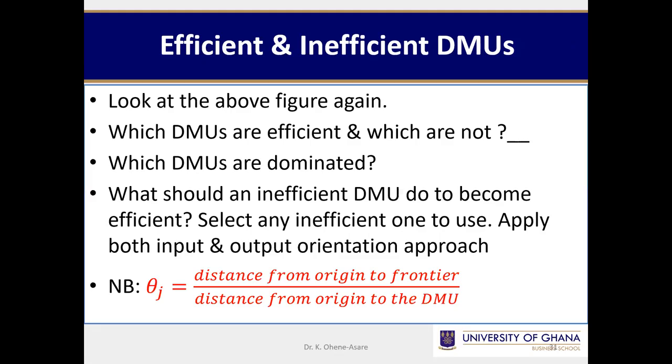So, how do you then measure the efficiency of DMU 3, where it is standing now? Well, it's simple. This is how you measure efficiency of any firm. Keep this in mind, that the efficiency score is defined by theta. The J is referring to any of the DMUs. The theta is a score of efficiency. And that score is the distance from the origin to the frontier divided by the distance from the origin to the firm.